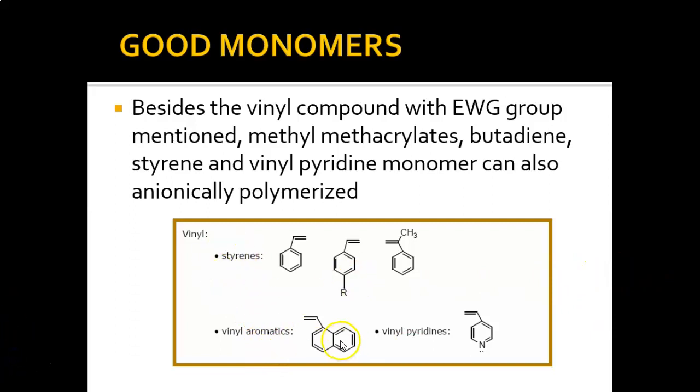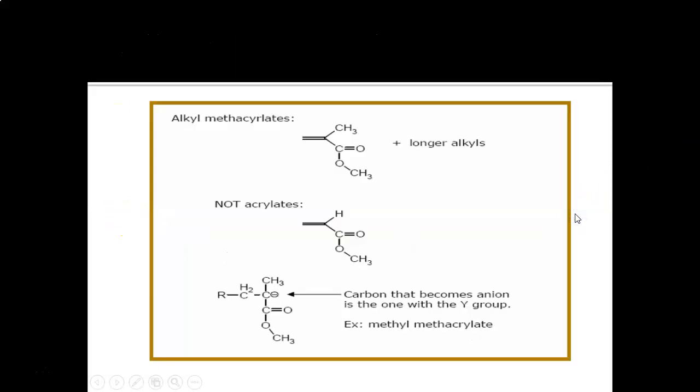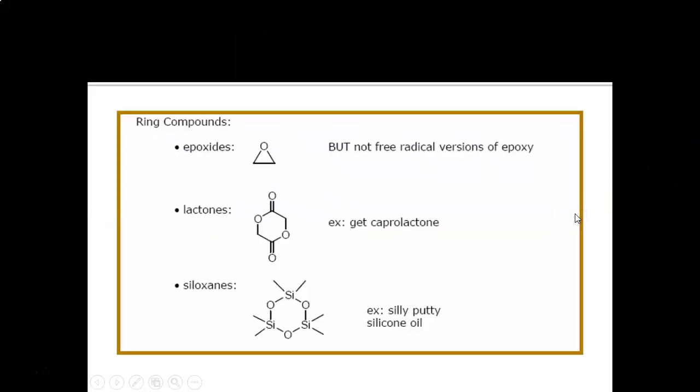This type of monomer can be polymerized by more than one type of polymerization. Styrene can be polymerized ionically and also by free radical and so on. This one is also an example: a ring compound, epoxide, but not the free radical version of epoxy.